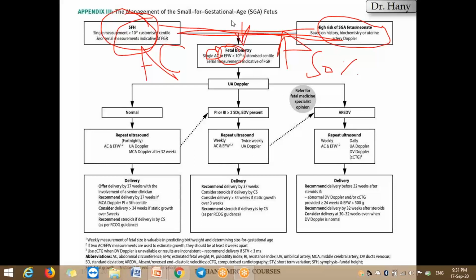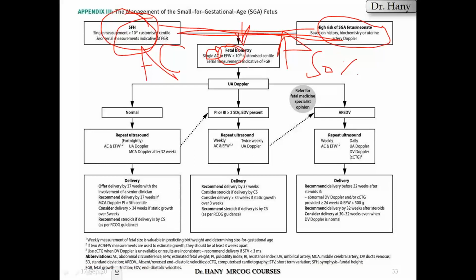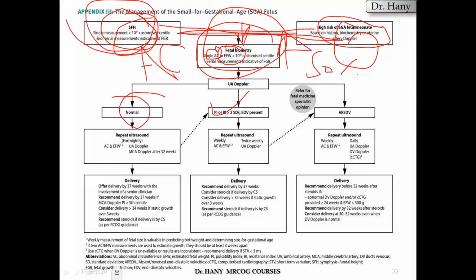So the first exam trick, and most of us fall for this trick: a screening, I need to compare by fetal biometry, which is the abdominal circumference or the estimated body weight. Less than the 10th centile, I will go for the umbilical artery Doppler. Normal, repeat fortnightly. Fortnightly means every 2 weeks.